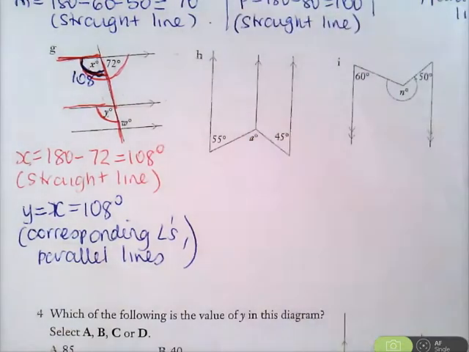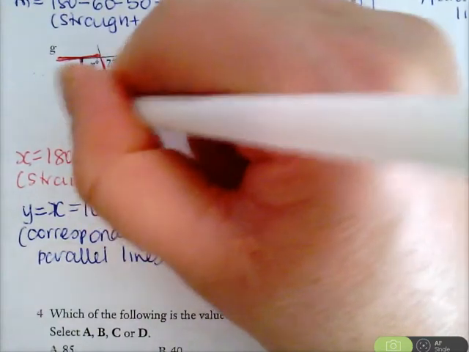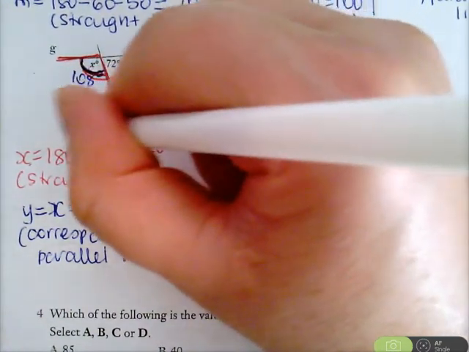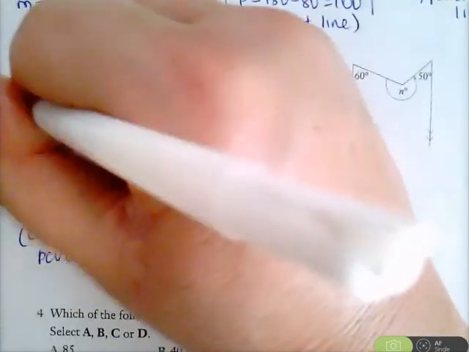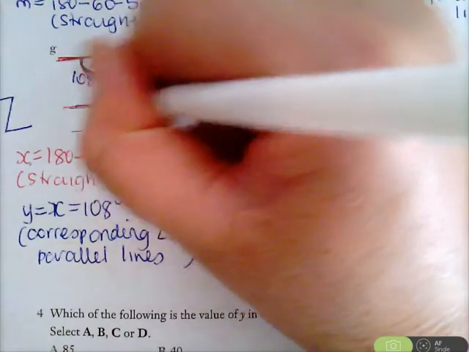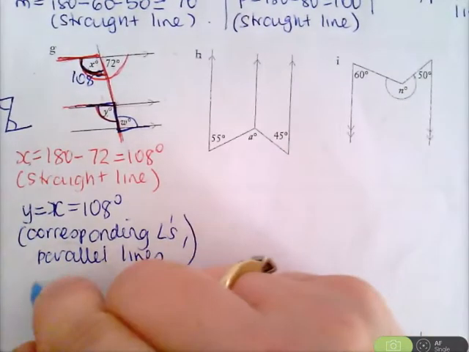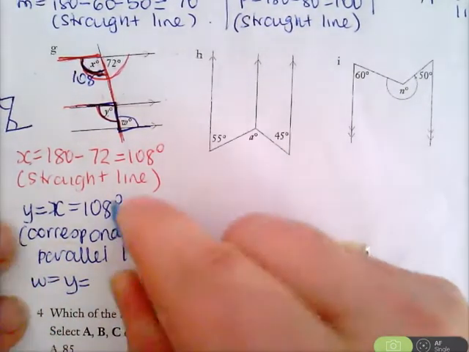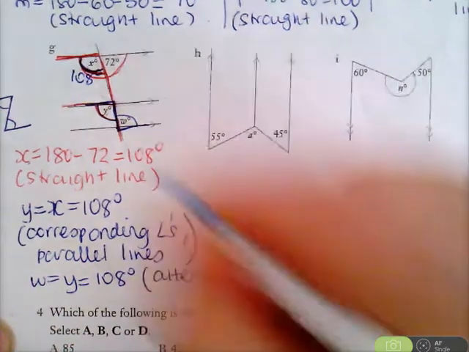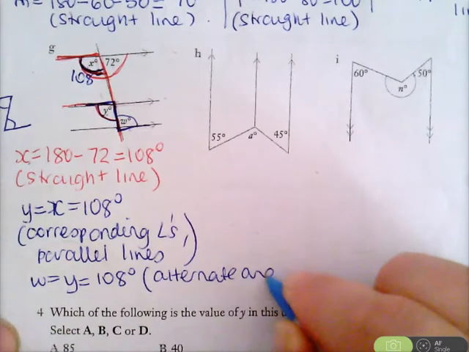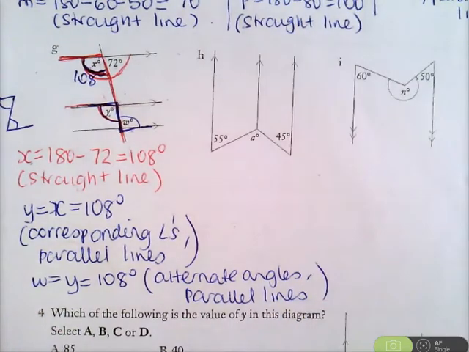Okay, now we're trying to find W. Let's see what letter we can do. The backwards F does not work, a C will not work, but a backward Z does work. The backward Z puts the Y and the W in the corners. So I've got W equals Y. We know that Y is 108. And the reason for that one is where we're going from one side of the line to the other, it's alternate angles. And remember, you have to say parallel lines.